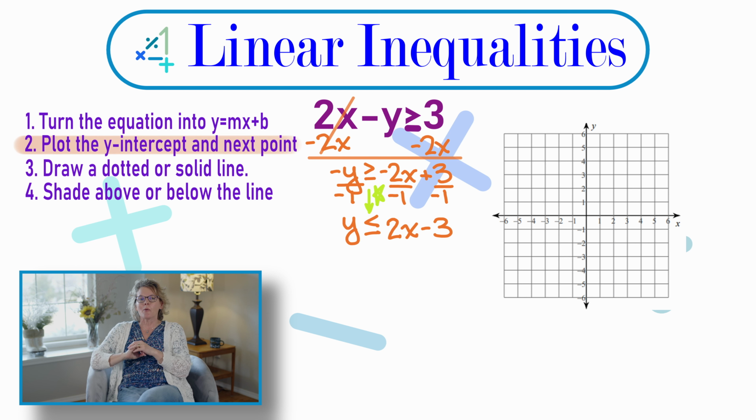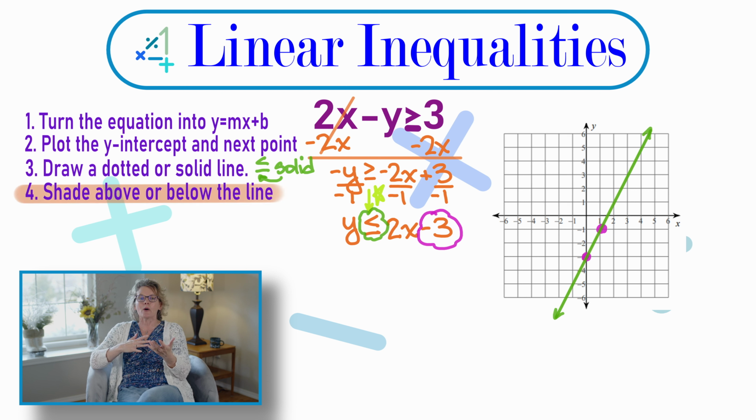Step 2, we plot our points. -3, then up 2 over 1. This time we have a solid line because of the or equal to. And finally, we can see that we shade below to -infinity. Beautiful. All of the points in this shaded region and on that solid line make the inequality true.